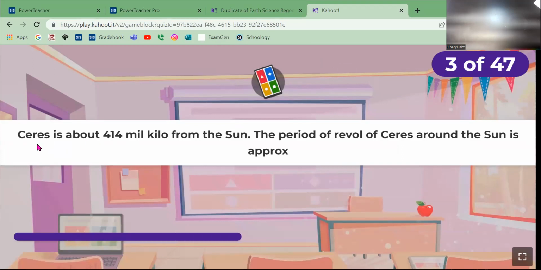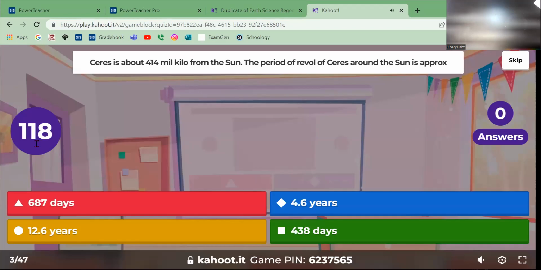This guy, by the way, is an asteroid. So Ceres, I think is how it's pronounced. I don't know. 414 million kilometers from the sun. The period of revolution of Ceres. I don't know if that's how you pronounce it. So use the information you have available to you on page 15 of your reference table. Oh, I know. Use page 15. You should be able to figure it out. 414 million kilometers from the sun.